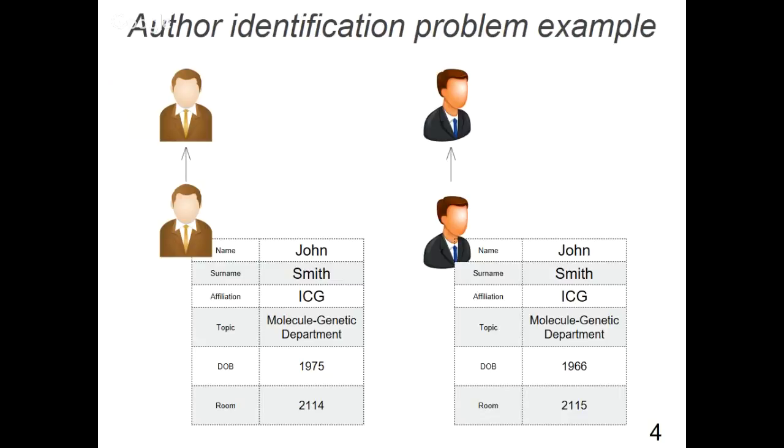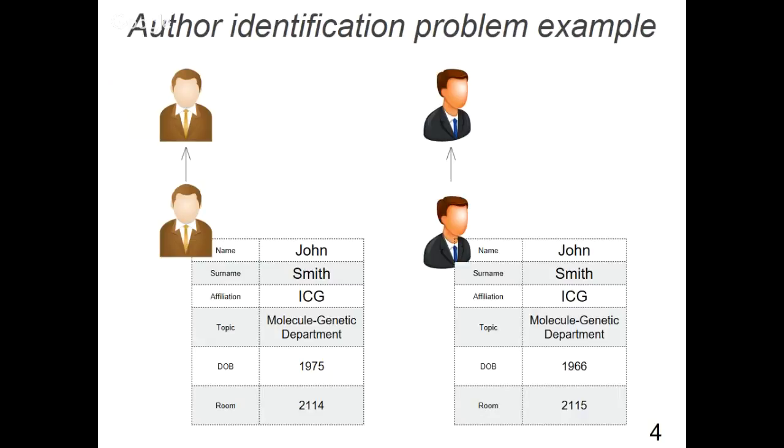So, for example, we have two persons. One is John Smith, another John Smith. They have the same name, they work in the same institute, in the same laboratory, but we know that they are two different persons. We know each of them, and so we can differentiate them when we see them.